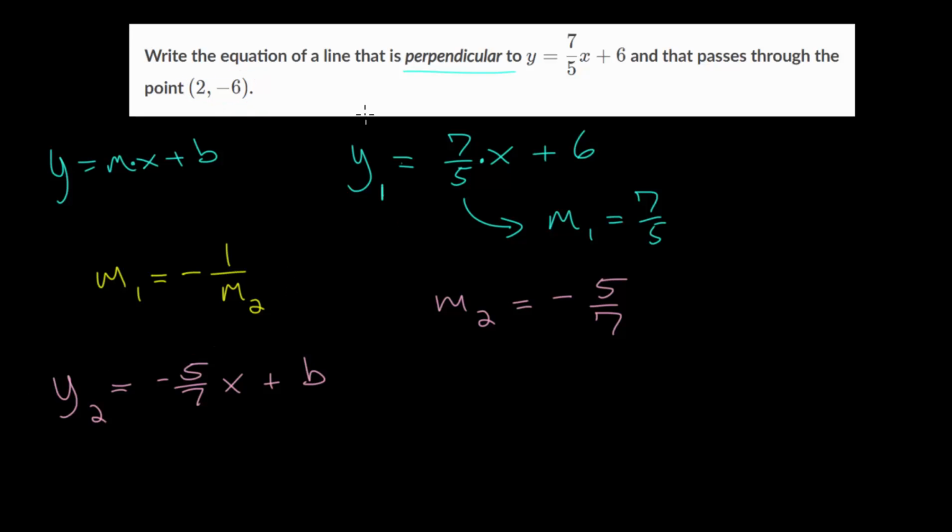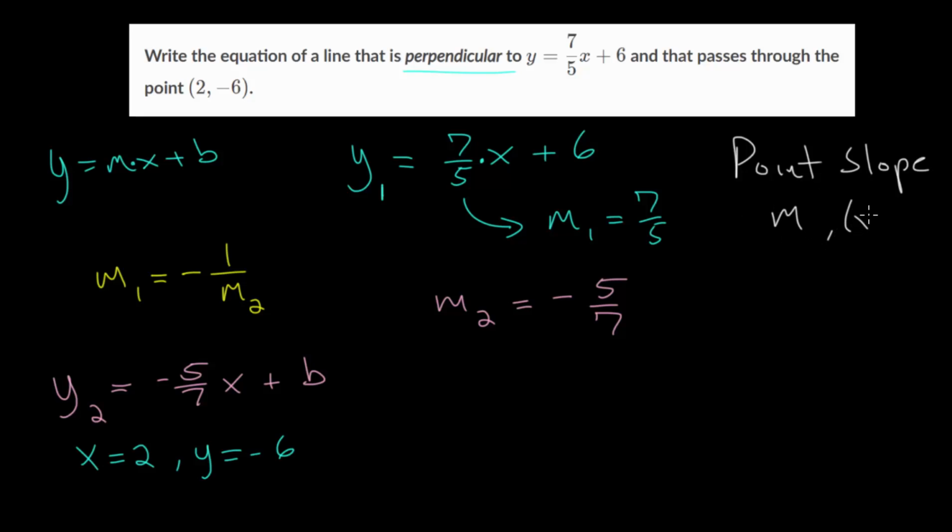From here, what we can do is take our point and plug in what we know for x and y. So for instance, we know that it goes through x is equal to 2 and y is equal to -6. So if we plug both of these in, we can then solve for b and rewrite our entire equation. So that is one approach. The other approach is to use point-slope form. And remember, point-slope form is when you know the slope and you know some point on the line.